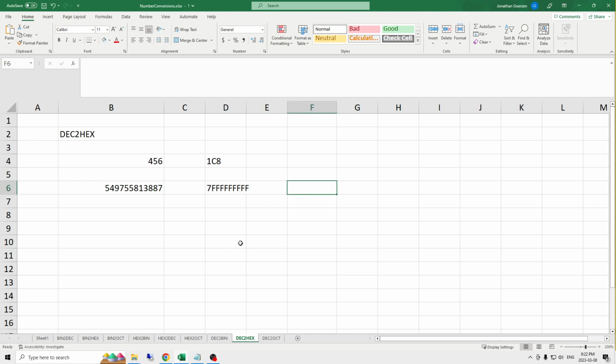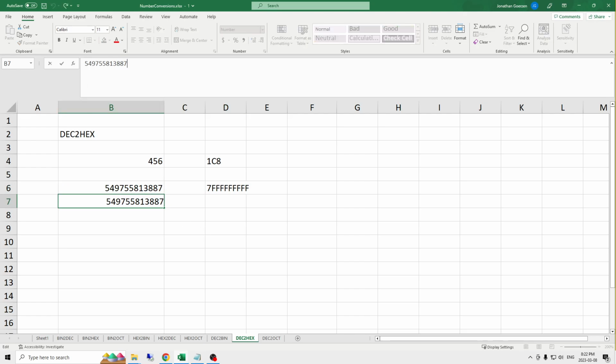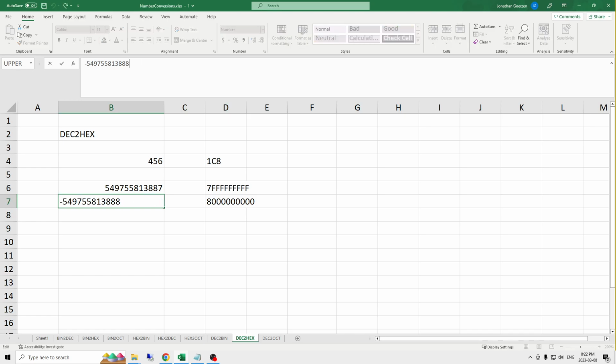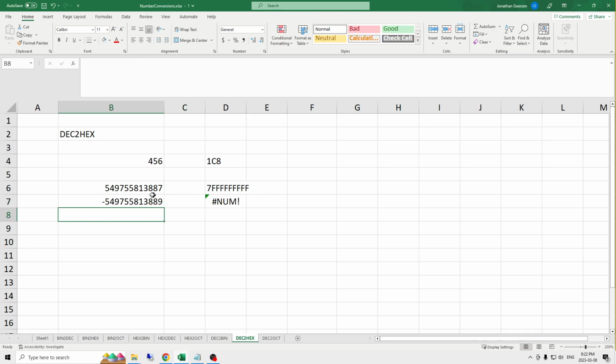There we go. The largest negative value that can be represented in hexadecimal, and therefore is the largest negative value that can be input to the decimal to hexadecimal function, is the first number, which I'm not going to say again, times -1 minus 1. If I convert that to a negative number by throwing a negative sign out the front, there we go. That is the largest negative number representable by 10 digits in hexadecimal. If I make this even lower, then a number error will be thrown. There we go.